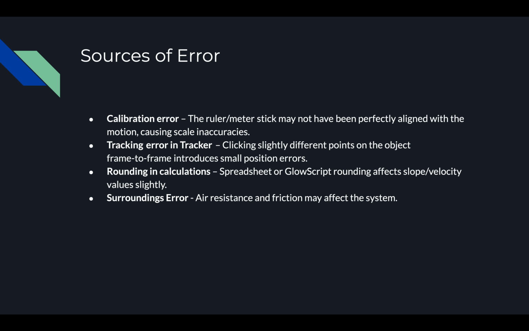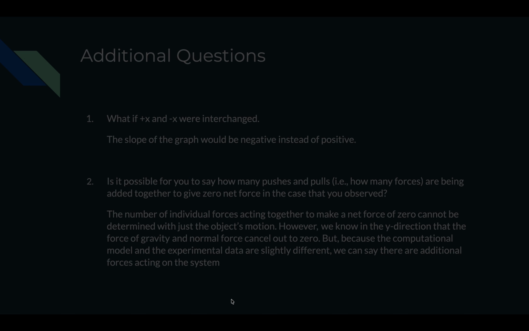And then of course we got some surroundings error. So the surroundings is everything outside of the marker. So it could be a table next to you, it could be the air, it could be anything really. And the marker is the system. So air resistance and friction may affect the system, and that could give some slight inaccuracies in your data.